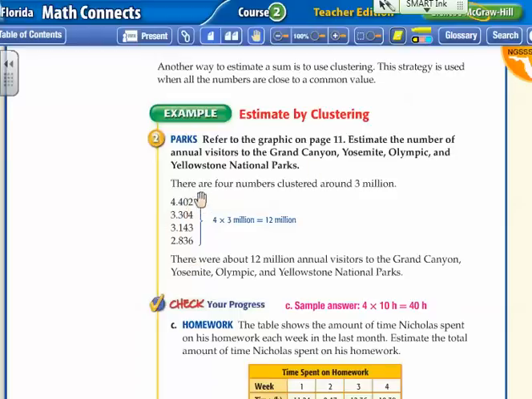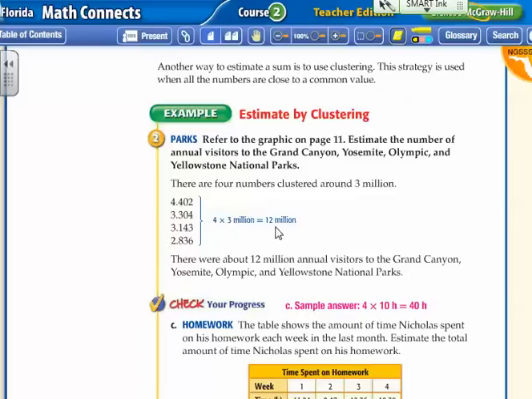Because these numbers are close together, we can cluster when we estimate here. The clustering strategy is used only when all the numbers are close to a common value. So the 4 here represents the 4 numbers that are here. The 3 million comes from looking for a number that's kind of in the middle of them. 4.4 would round to 4, but each of these 3 down here would all round to 3. So they said, let's say the average is 3 million for each of these.